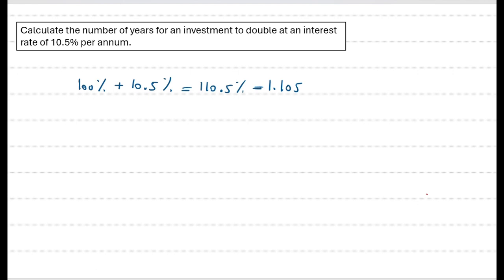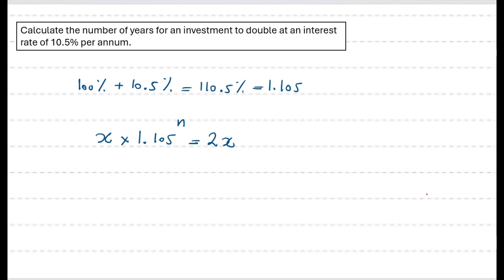So we would normally write the initial amount times the multiplier raised to the power of number of years. But we don't know what the initial amount is. So we're going to write x for the initial amount, and then times it by the multiplier, 1.105. Number of years we don't know, it's n, but we want the final amount to be double the initial amount. Since the initial amount is x, the final amount, which is going to be double that, is going to be 2x. So we've formed our equation.